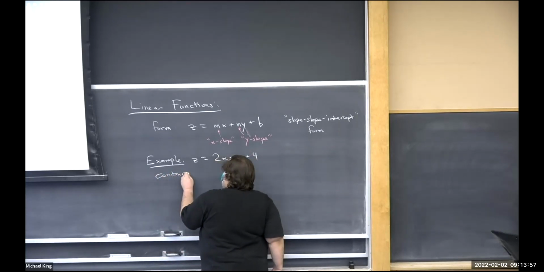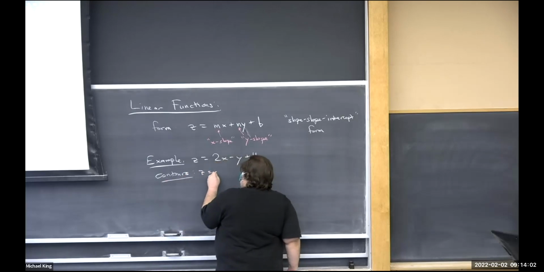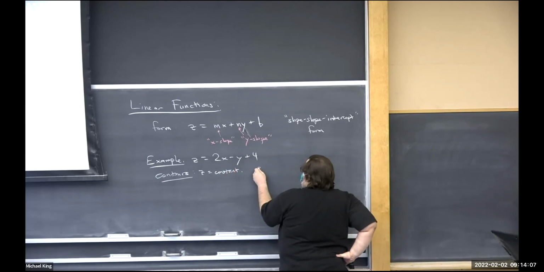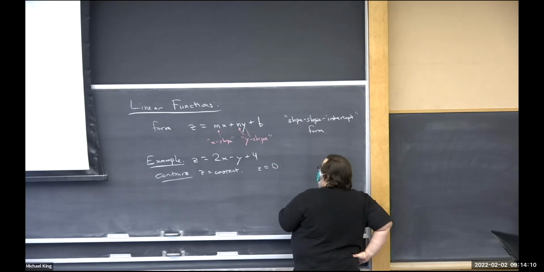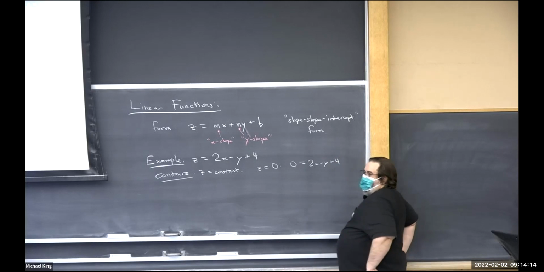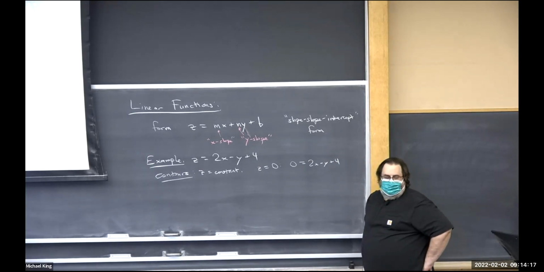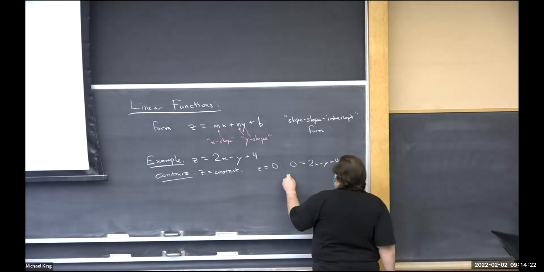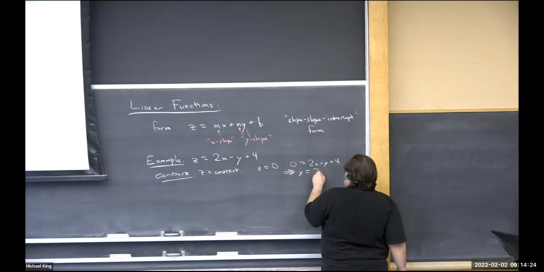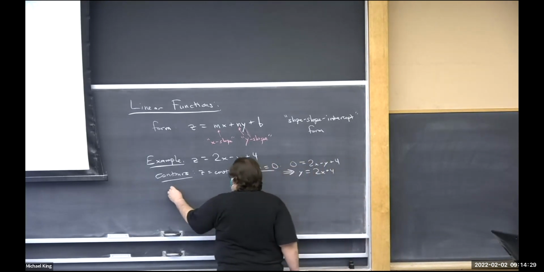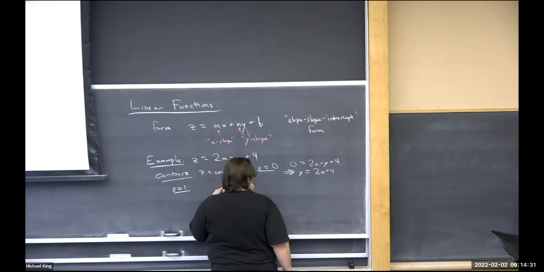Contours. Z equals constant. So we could just say, what's the z equals 0 contour? Well, that would be 0 equals 2x minus y plus 4. And if you want to plot that in the plane, maybe you want to move the y over here, right? So y equals 2x plus 4. That is z equals 0. We could just try a couple of different ones until we start to see a pattern.